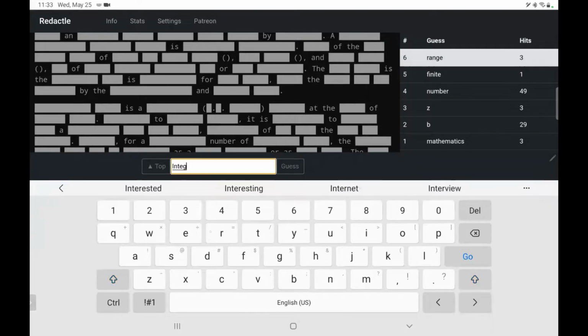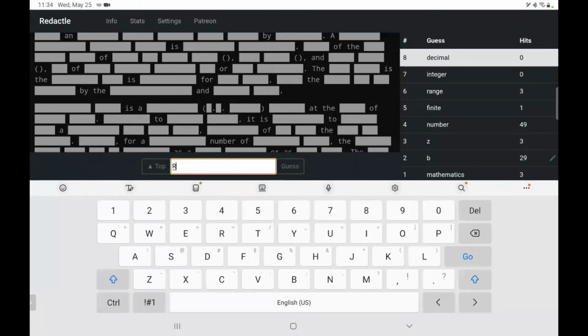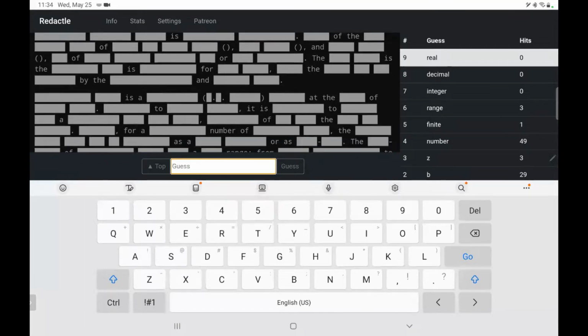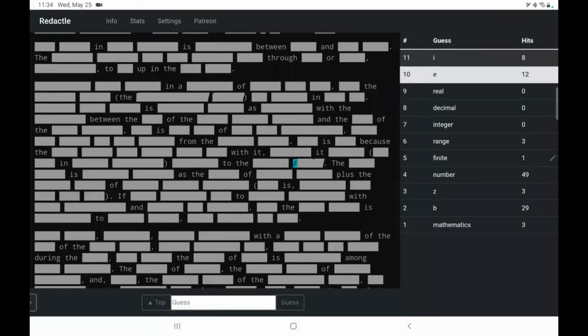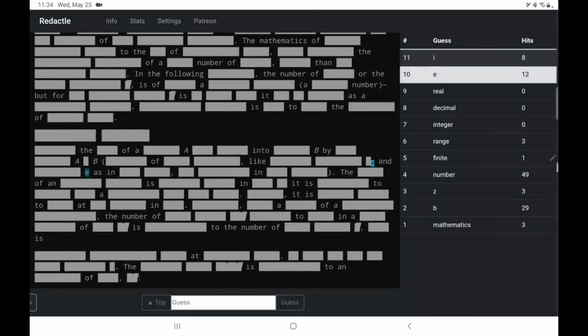Let's try integer, decimal. There are real numbers. Oh, here we have the IE or EG. Let's see which it is. Okay, it's IE. Ooh, but we have a lot of E's. Could that be the constant E? No, but something to the, interesting. Let's look at some other E's.